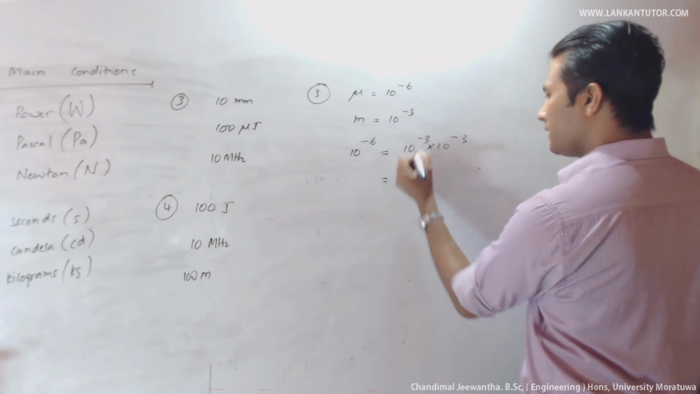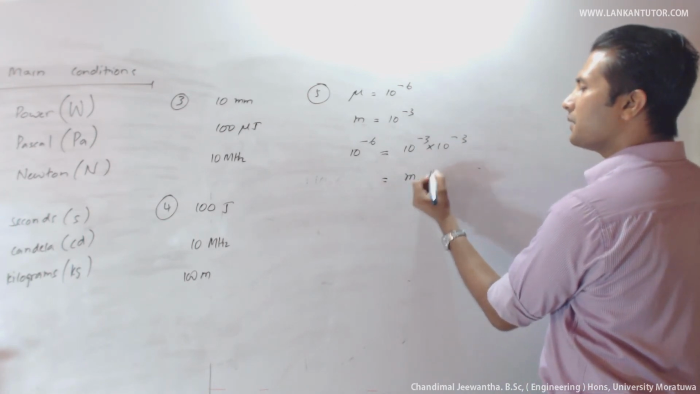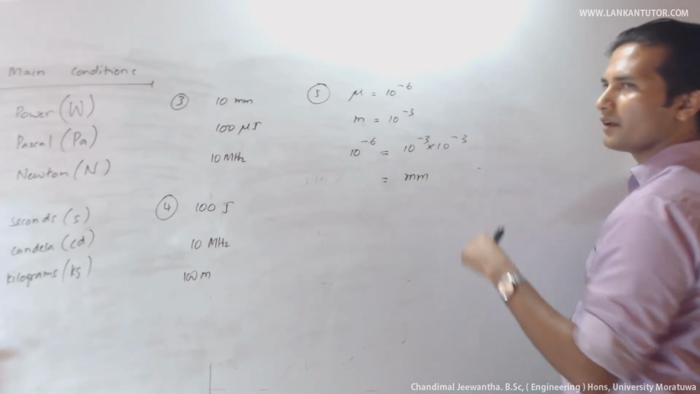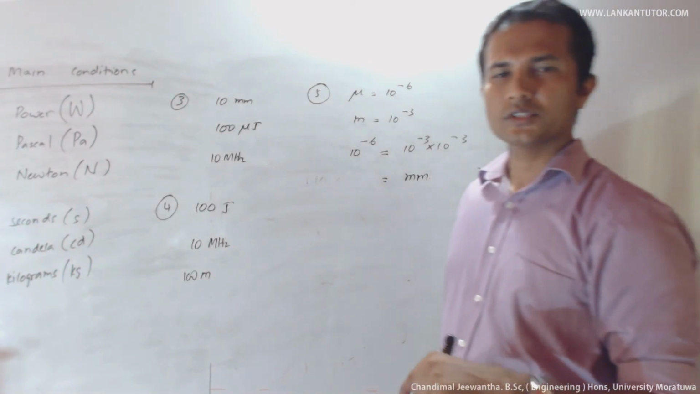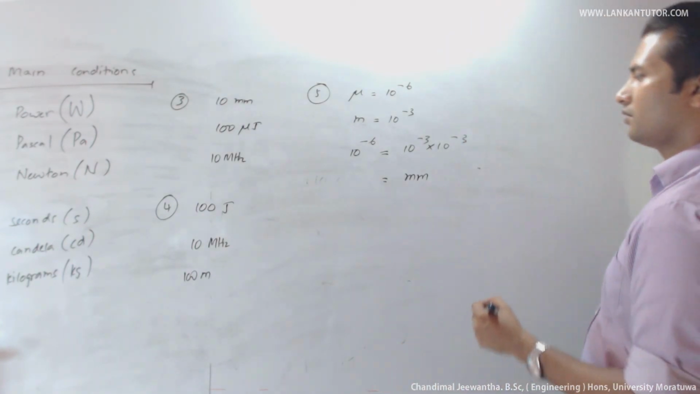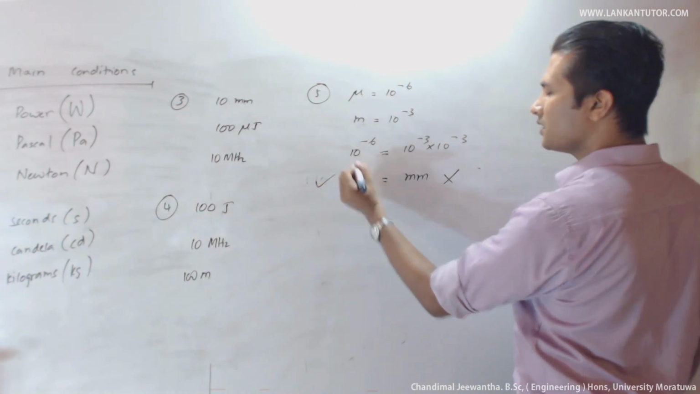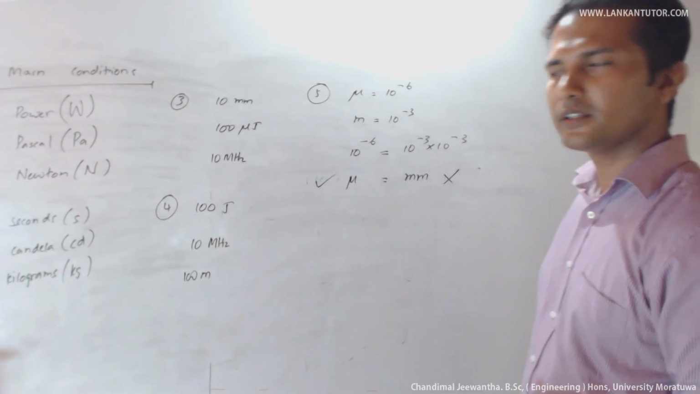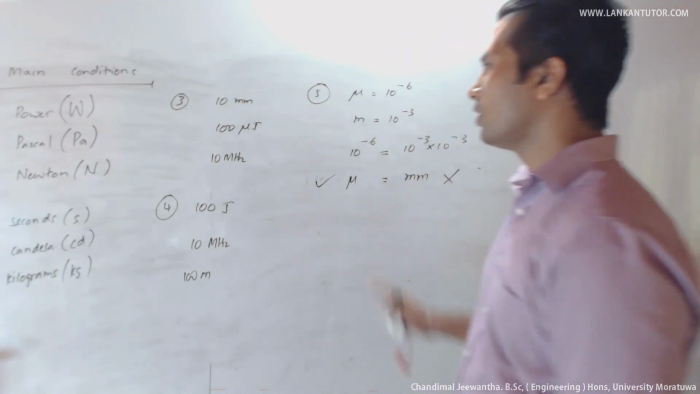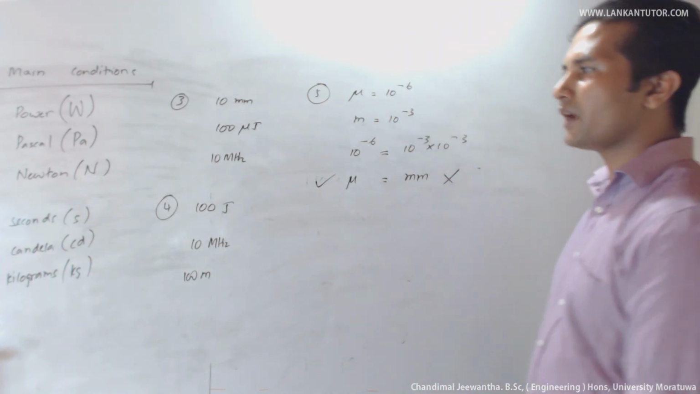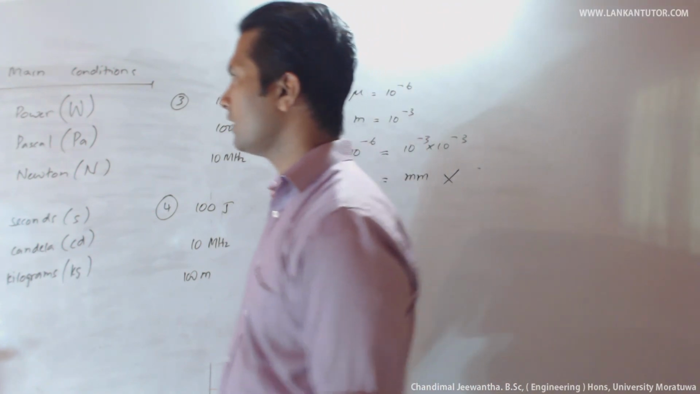Then instead of 10 to the power minus 6, milli into milli can be used, but it is wrong. This is wrong. Instead of 10 to the power minus 6, putting micro is correct. Those are the main conditions when using SI units.